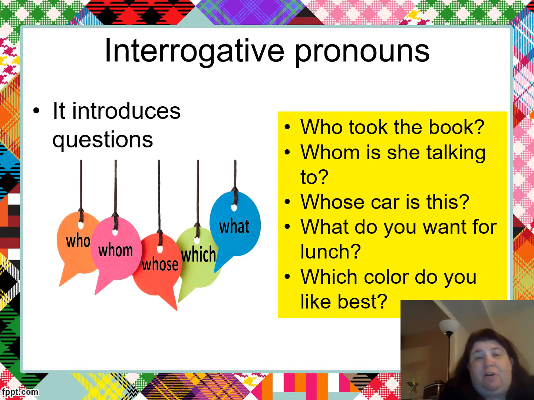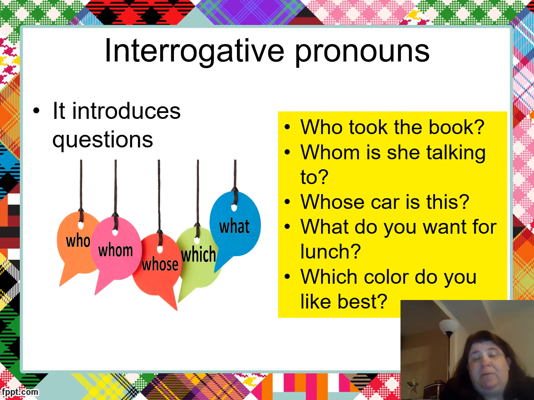Then we have interrogative. Some people try to say it differently, but it's interrogative. And just think, if you're being interrogated, what's happening to you? You're being questioned. So an interrogative pronoun is one that introduces a question. Who, whom, whose, which, and what all start with W. Just like, who took the book? Whom is she talking to? Whose car is this? What do you want for lunch? Which color do you like best?